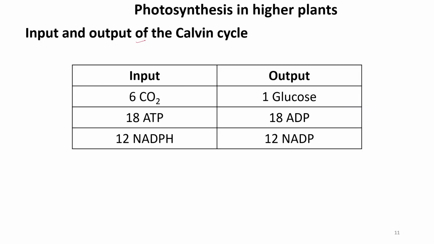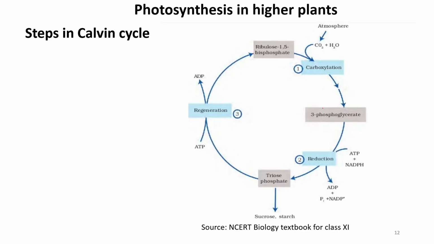Okay, so this is the input and output of the chemical cycle. Input was 6 carbon dioxide, 18 ATP and 12 NADPH. Output is 1 glucose molecule, 18 ADP and 12 NADP plus. Now these are the steps involved in the Calvin cycle.